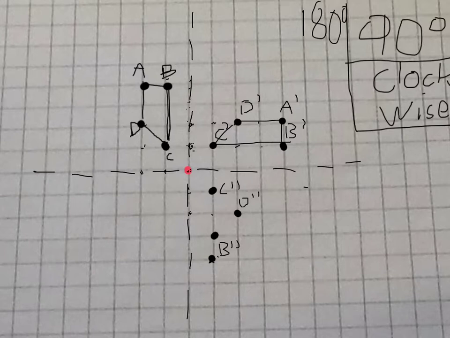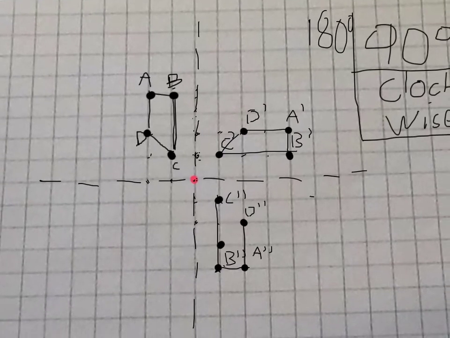4 up and 2 to the side. So 1, 2, 3, 4, and then 2 right. And that is A prime prime. So when you connect the shape, it is rotated to be 180 degrees.